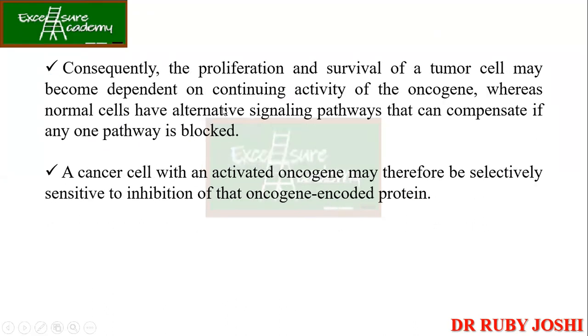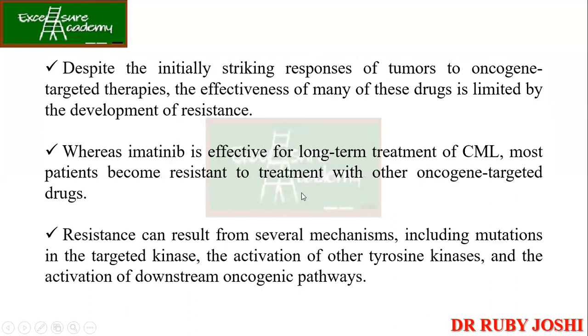Consequently, the proliferation and survival of the tumor cell may become dependent on continuing activity of the oncogene, whereas normal cells have alternate pathways. A cancer cell with an activated oncogene may therefore be selectively sensitive to inhibition of that oncogene-encoded protein, and that's how the drugs are actually affecting the cancer cells. So these are the ways by which you can actually do that.